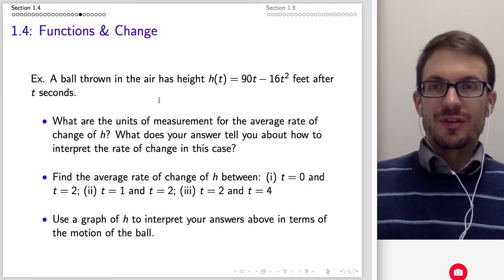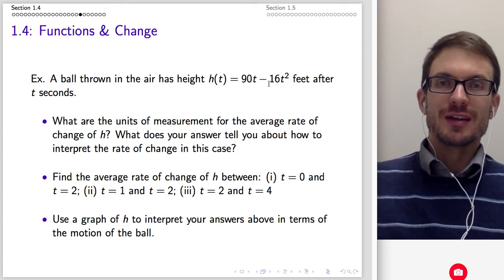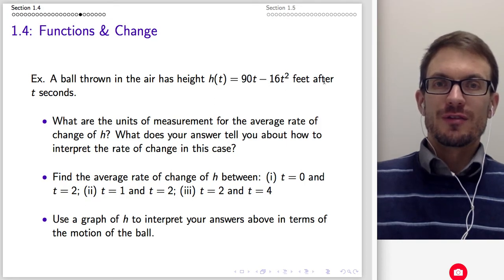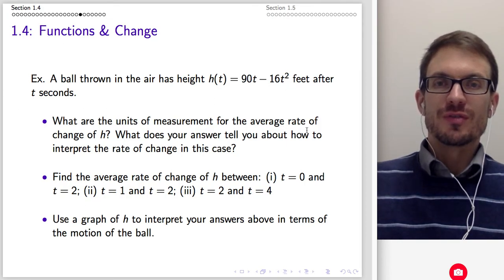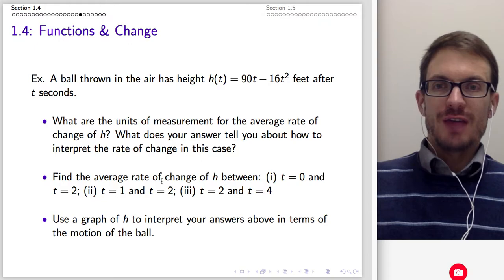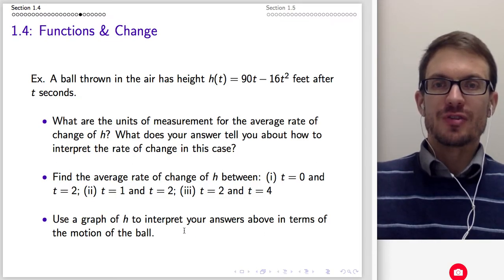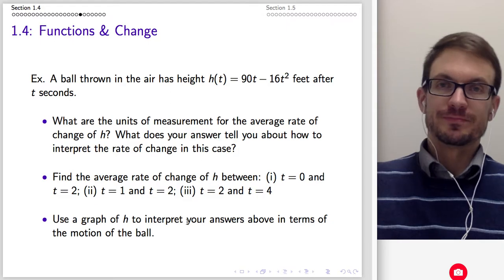Okay, so here's another example, a ball example. A ball is thrown in the air and has a height of h of t equals 90t minus 16t squared, feet after t seconds. What are the units of measurement for the average rate of change of h? What does your answer tell you about how to interpret the rate of change in this case? Find the average rate of change of h between t equals 0 and t equals 2, t equals 1 and t equals 2, and t equals 2 and t equals 4. And then use the graph of h to interpret your answers above in terms of the motion of the ball.